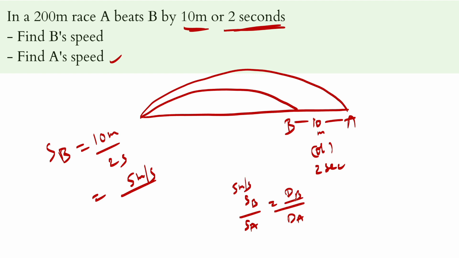What is distance traveled by B? It's 190 meters. Why 190? The track is of 200 meters and B is 10 meters behind A. That means B must have traveled 190 meters by the time A finishes the race. Now total distance traveled by A is 200 meters. Now the speed of A, calculate. The speed of A will be 100 by 19 meter per second.